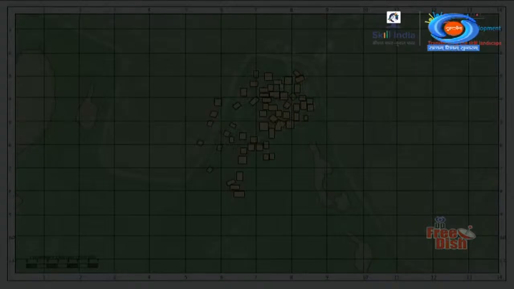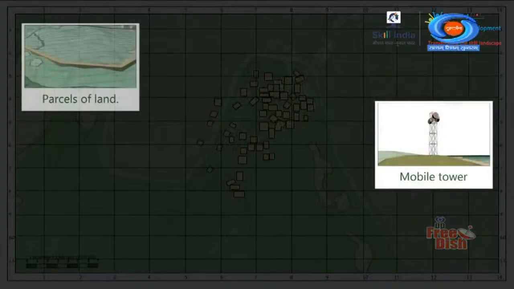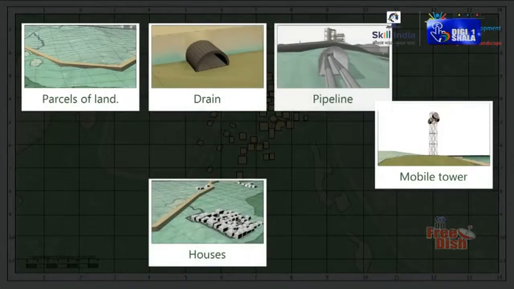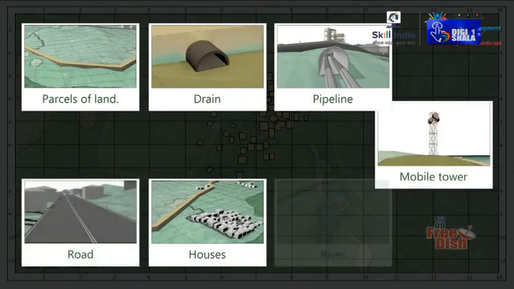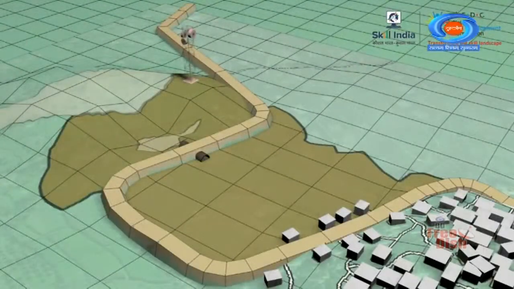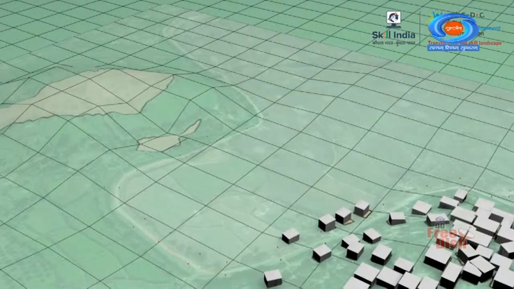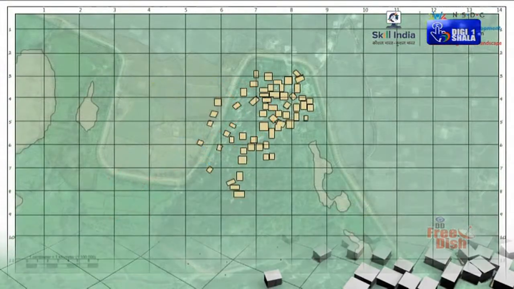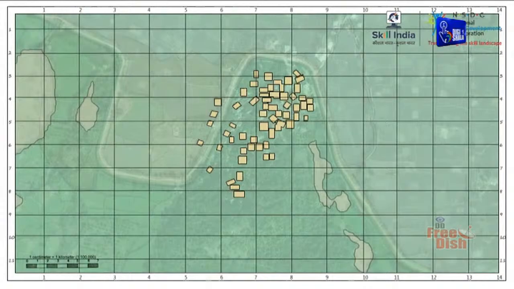Now, how do you think the location and area for the construction of these objects was decided? Let us again come back to Vijay's field and the objects in and around his field. First, determine the area or boundary of the location of the tower, the road, and drainage. Then, represent the area of each on a map.